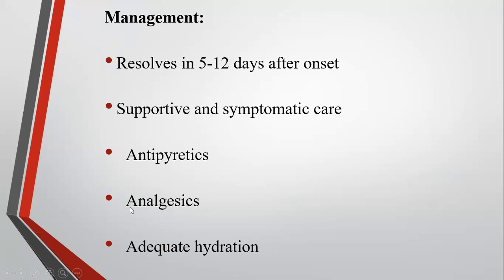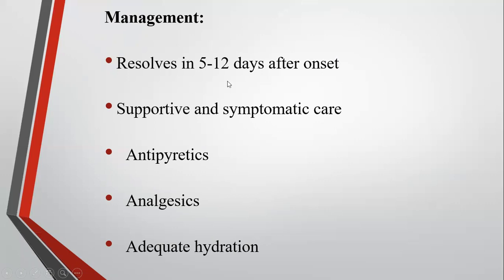What happens in viral sialadenitis, Sjogren's syndrome, or any viral infection is that the fluid intake is very much less, and the patient becomes dehydrated. So adequate hydration is required. That will resolve it. The best thing to resolve viral sialadenitis is to take adequate fluids along with antipyretics, analgesics, and supportive and symptomatic care, and it will ultimately resolve in 5 to 12 days after onset.